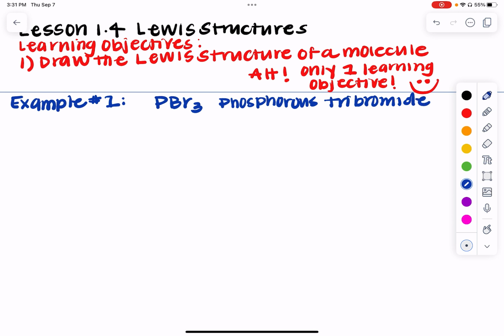Okay, so first let's identify the central atom. In this case, phosphorus is the first one. It is a single element in the formula. It also has more unpaired electrons than bromine. So we're going to assume that phosphorus is the central atom.